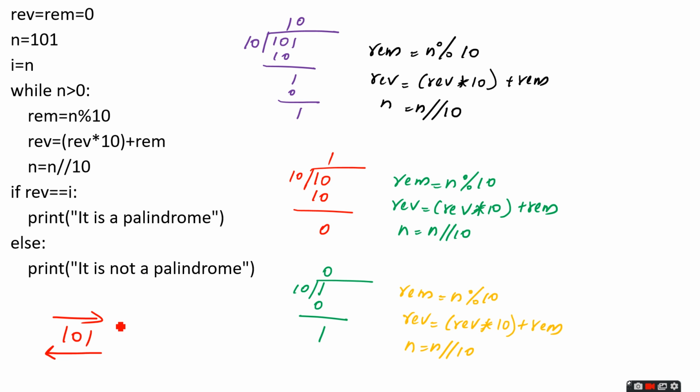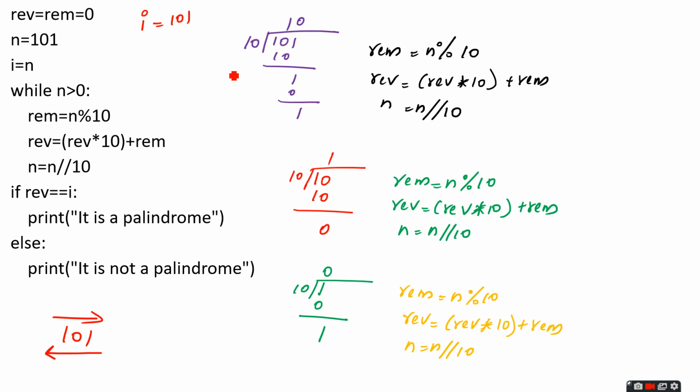So in order to check whether a number is palindrome or not, first we have to take the number and give it to a variable I. So 101 I have given to the variable I. After that I will reverse the number, 101 I will reverse it. Then I will check whether the reverse number and the number inside I are equal. If they are equal, it is a palindrome. Otherwise, it is not a palindrome.